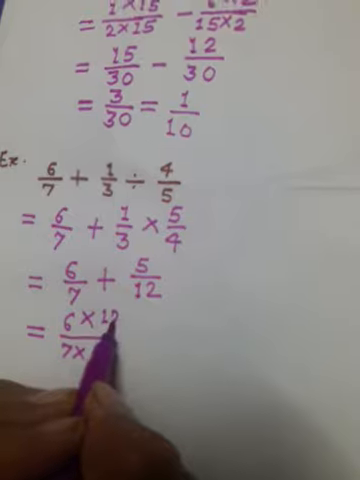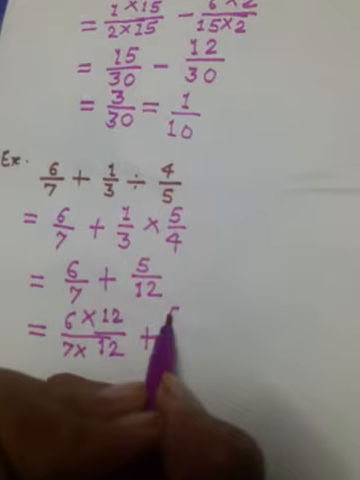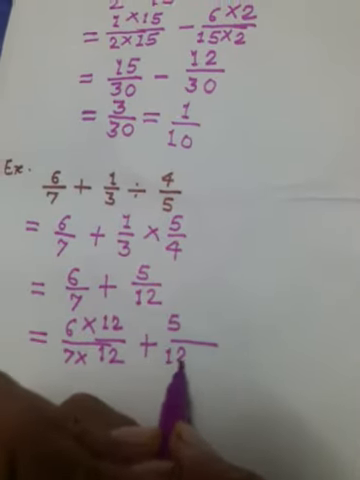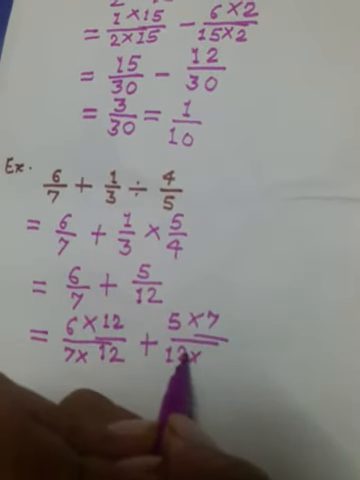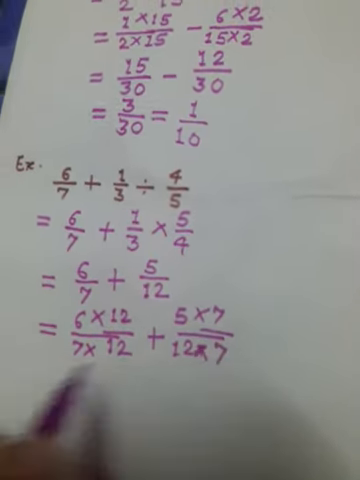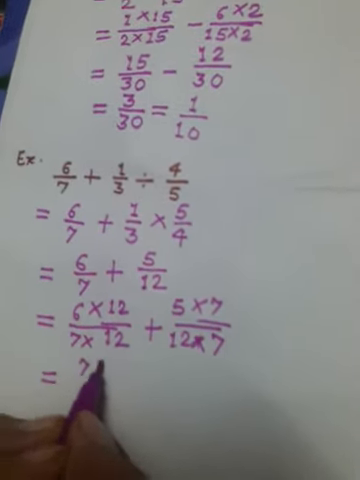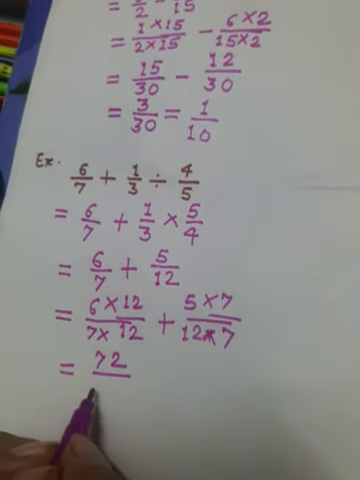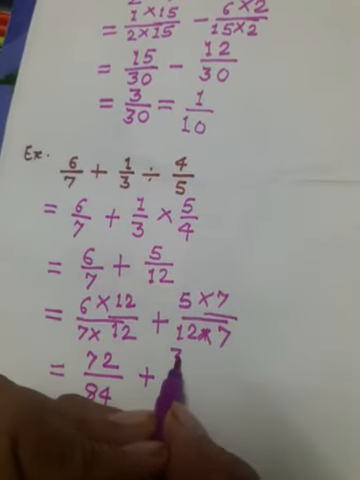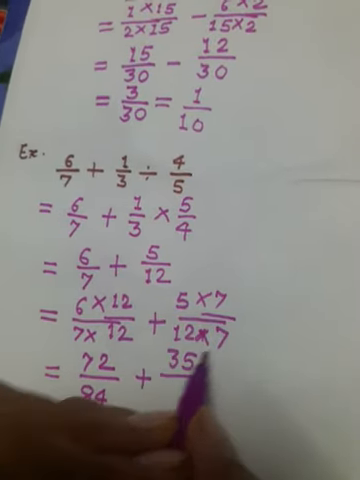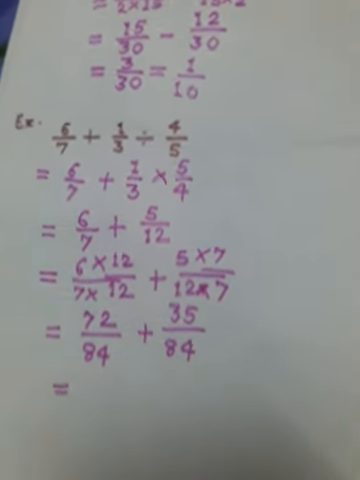6 into 12 upon 7 into 12 plus 5 upon 12. Both 5 and 12 will be multiplied by 7. 5 into 7 upon 12 into 7. Now here 12 sixes are 72 upon 12 sevens are 84, plus 5 sevens are 35 upon 12 sevens are 84. Now here we obtain both the like fractions.